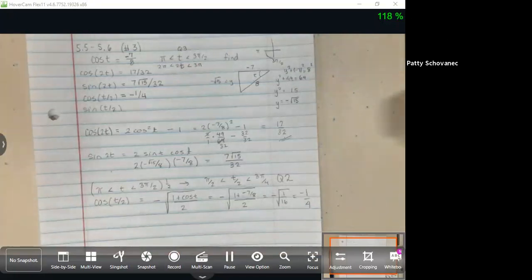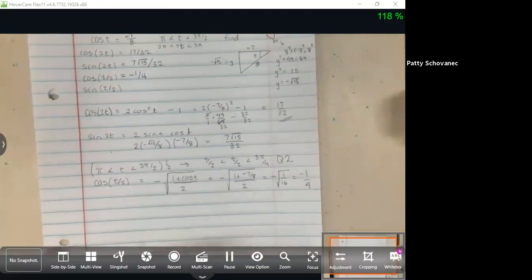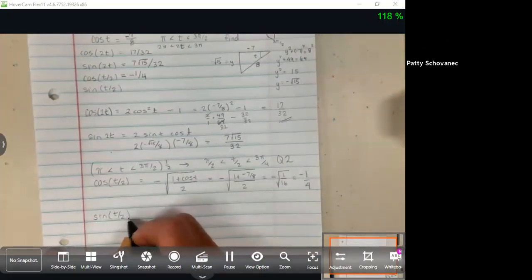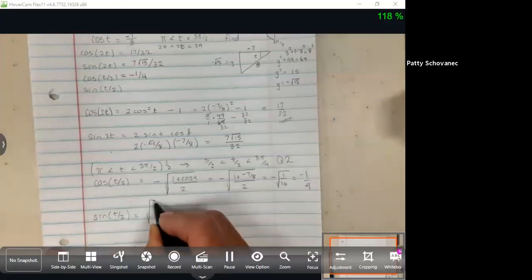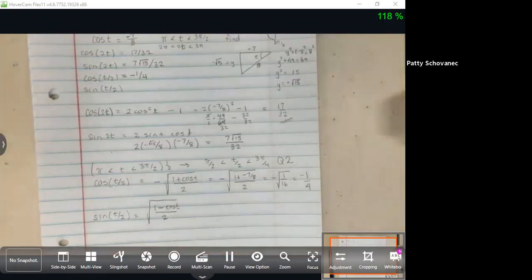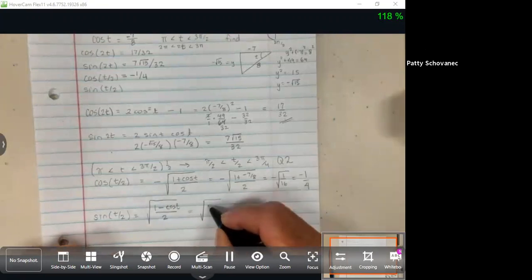The sine identity has a minus in between. And we know that the t/2 is in quadrant 2, so we take the positive square root. So for the sine of t divided by 2, we have the positive square root of 1 minus the cosine of t, divided by 2. So we fill in that same value of the cosine of t. We have 1 minus a negative 7/8, divided by 2.